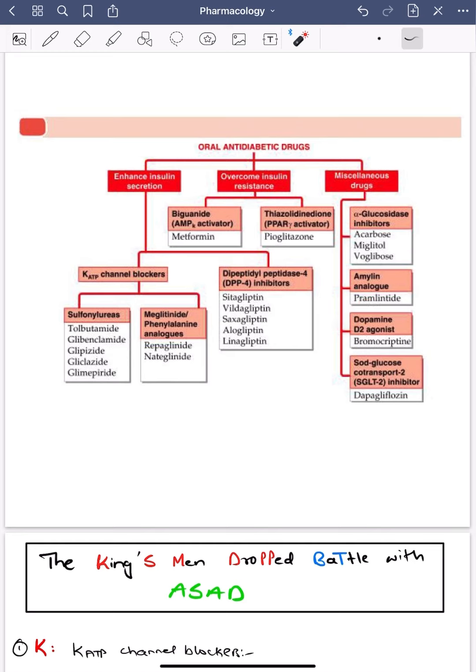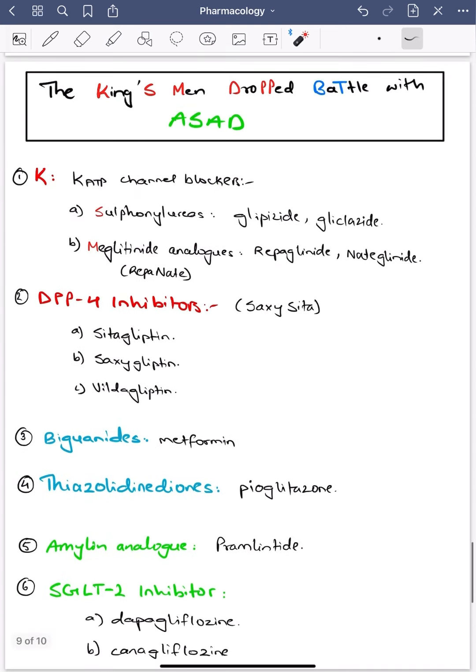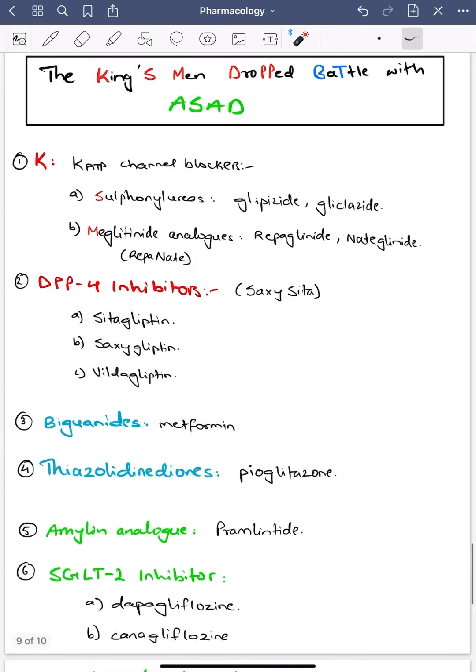Now let's look at a mnemonic to remember these drugs. The mnemonic is: the king's men dropped battle with Assad. You can see the highlighted letters here to represent the class of drugs. K stands for ATP sensitive potassium channel blockers, and the two groups of drugs that come under this are the sulfonylureas and the meglitinide analogs.